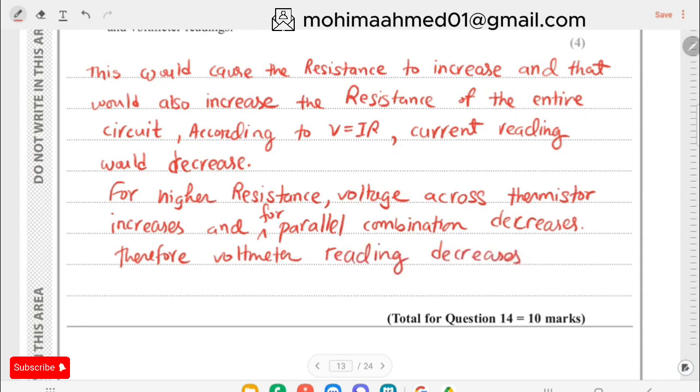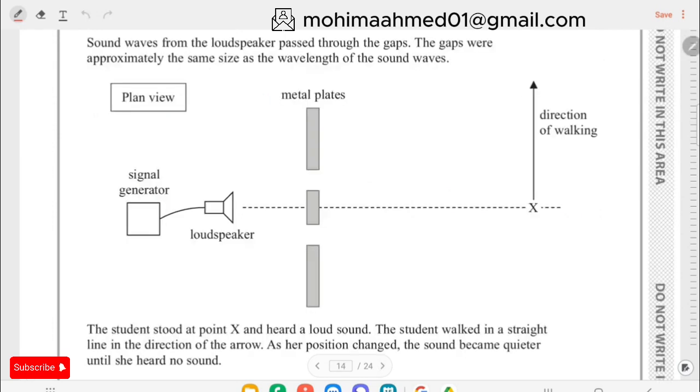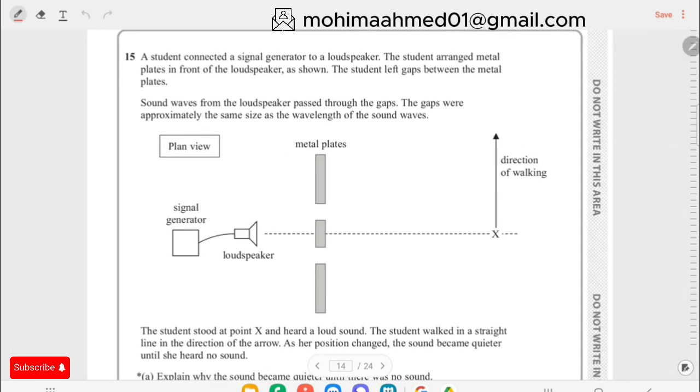Okay, so we're done with question 14. I hope it was clear enough. We'll move to question 15. In this section, it indicates that a student connected a signal generator with a loudspeaker. The student arranged metal plates in front of the loudspeaker as shown. The student left gaps between the metal plates.